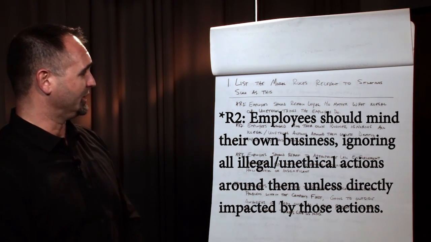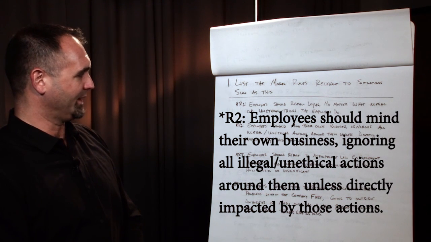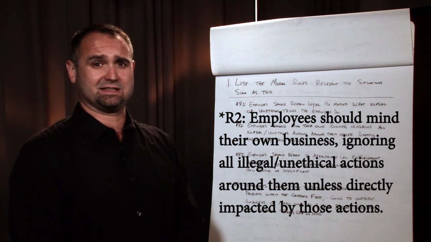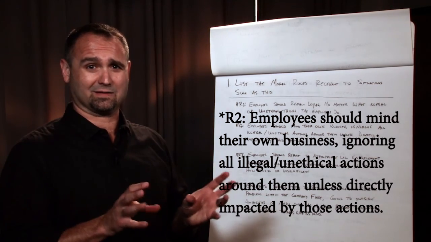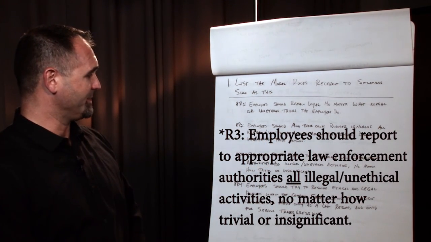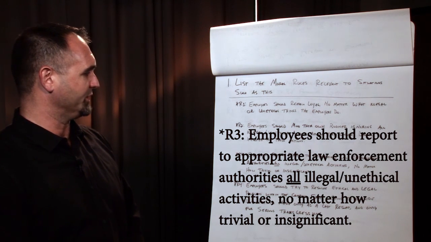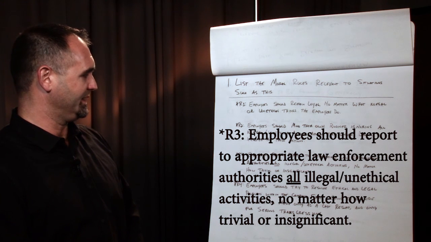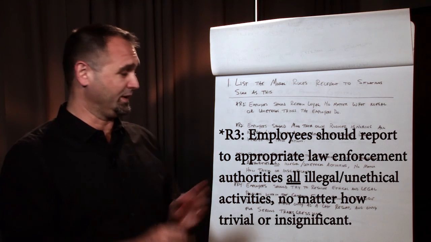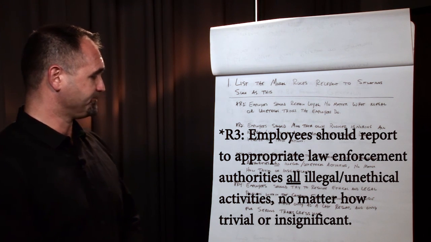The second one, R2, says employees should mind their own business, ignoring all illegal and unethical actions around them unless directly impacted by those actions, which is to say, mind your own beeswax unless the problem is your problem. Rule number 3, we propose, perhaps, that employees should report to appropriate law enforcement authorities all illegal or unethical activities, no matter how trivial or insignificant. So whenever there's wrongdoing, employees ought to report their companies to outside enforcement agencies.